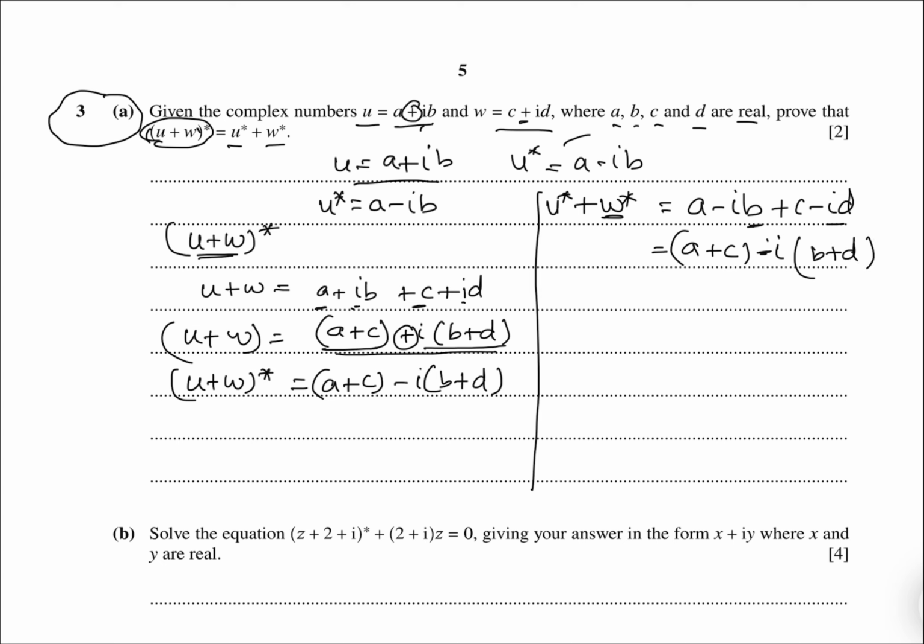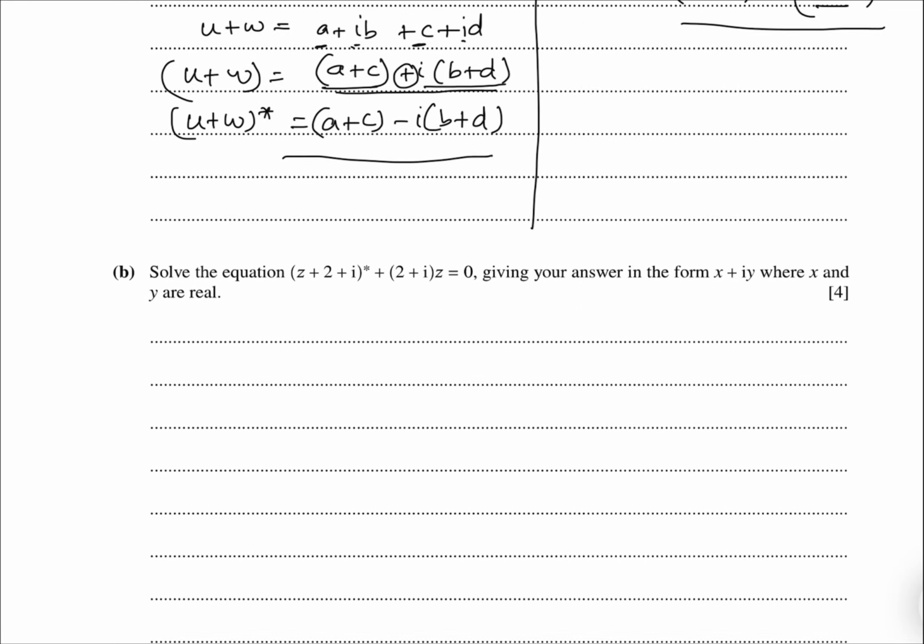Think with me. It was negative ib minus negative id. If I take negative i common, the sign will change and it will become b plus d. Hence, true. Let's move on to the next question.